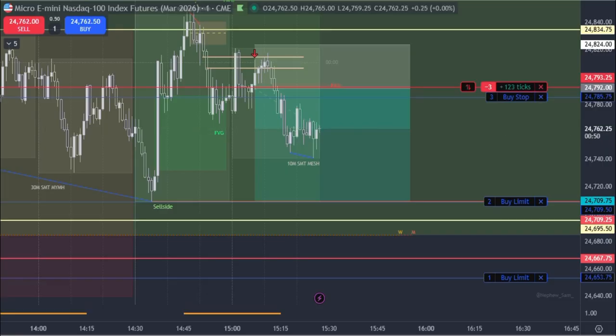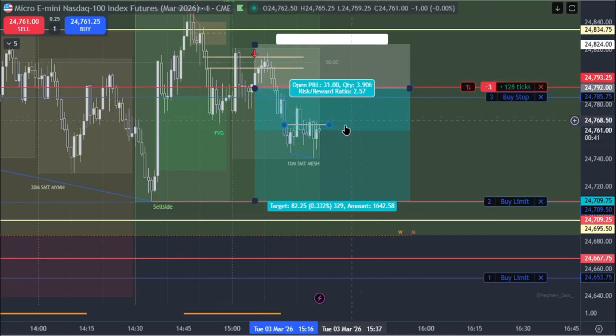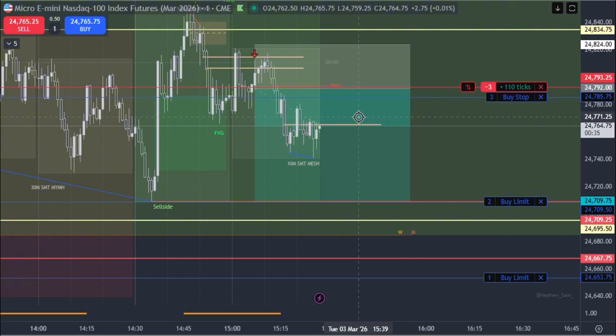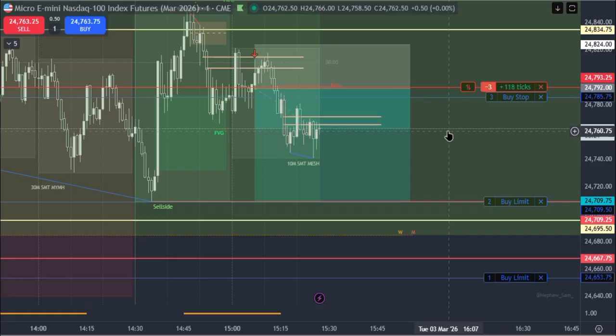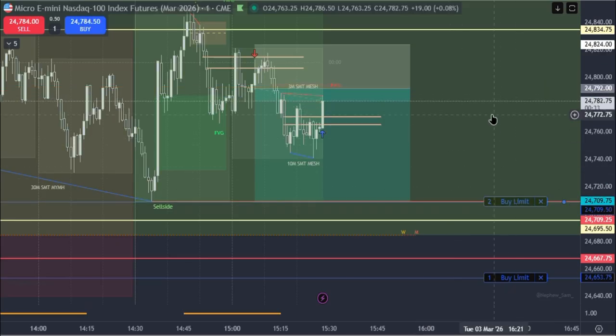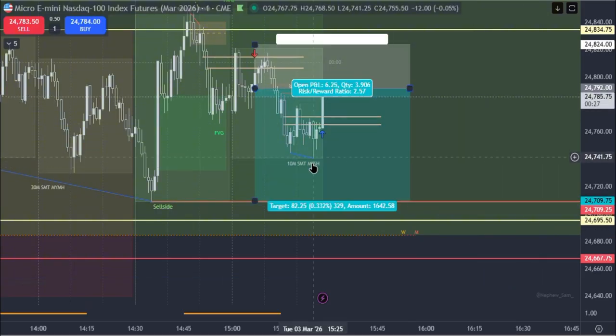We have the SIBI. See if we can get this respected. All right. Well, we're stopped out. That was that. This again, this would have been a good partial right there.